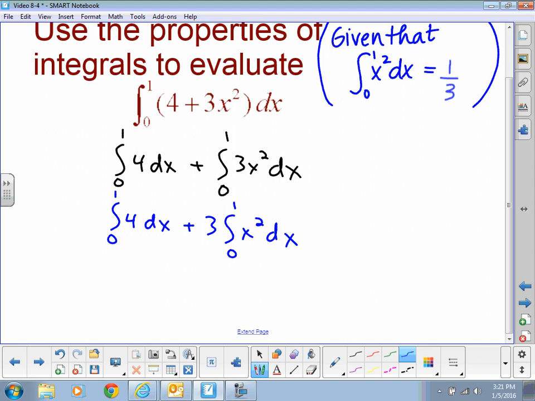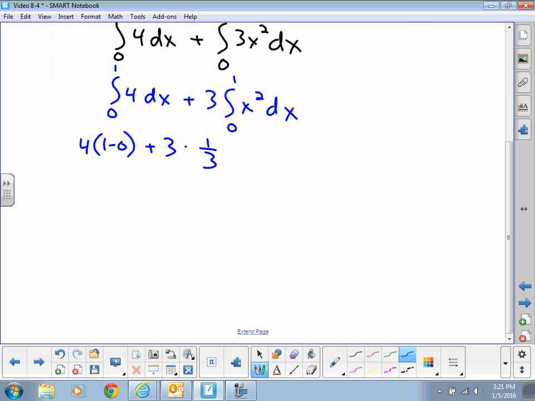So the first integral there is just like the constant example we did before. So we'll have 4 times b minus a, so 4 times 1 minus 0, plus 3 times, we had set up here that the integral of x squared from 0 to 1 is just 1/3. So this will just be 1/3. And we can now evaluate what this will give us. This is just 4 times 1 plus 3 times a third is 1. So it's 4 plus 1, which is just 5.